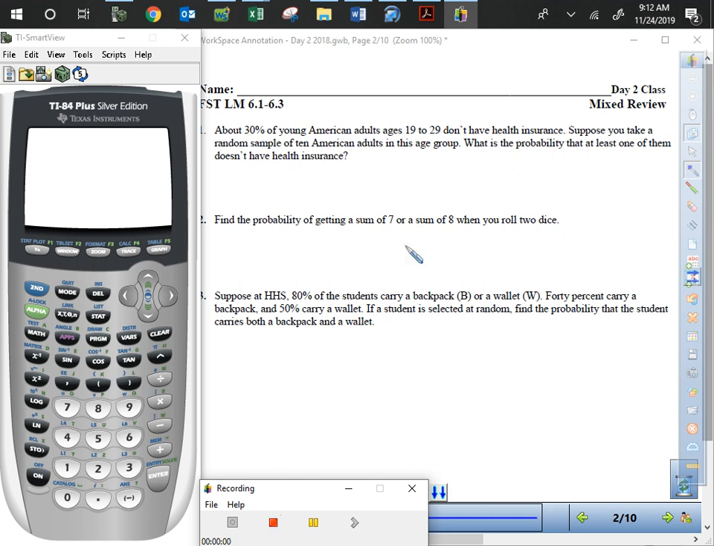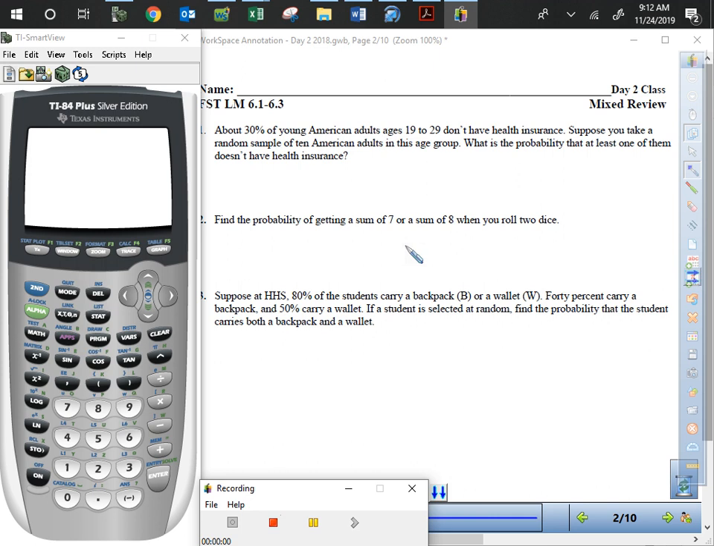First up says about 30% of young American adults ages 19 to 29 don't have health insurance. Suppose you take a random sample of 10 American adults in this age group. What is the probability that at least one of them doesn't have health insurance?